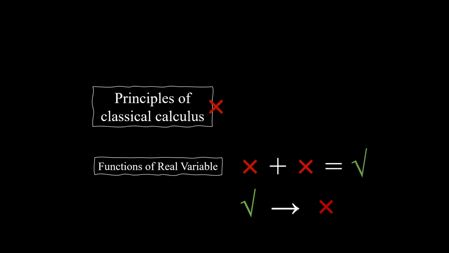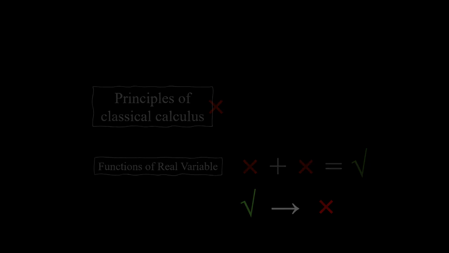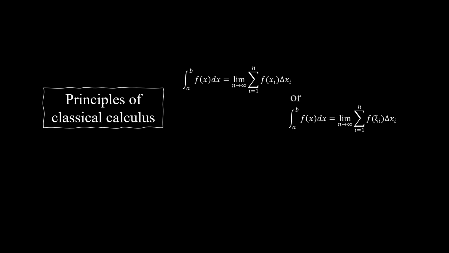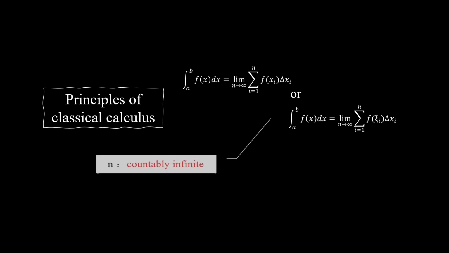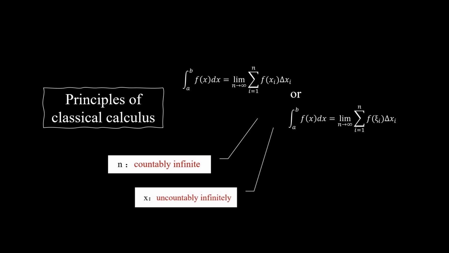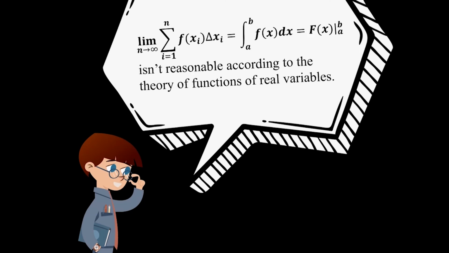In the classical rationale, the integral is defined by formula 3 or 4. However, in the theory of functions of real variables, n can only be countably infinite while there are uncountably infinitely many numbers in the interval [a, b], and every number in this interval can be represented by x. According to Cantor's theorem, n can't enumerate all the numbers in [a, b]. Therefore, the equality 5 isn't reasonable according to the theory of functions of real variables.